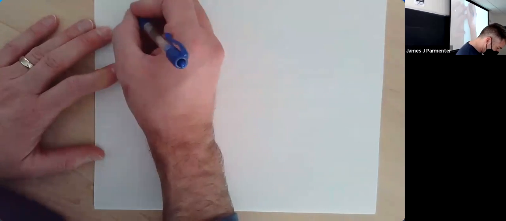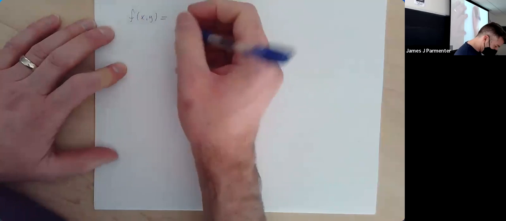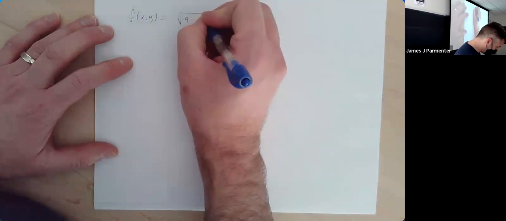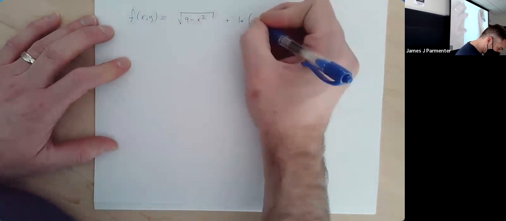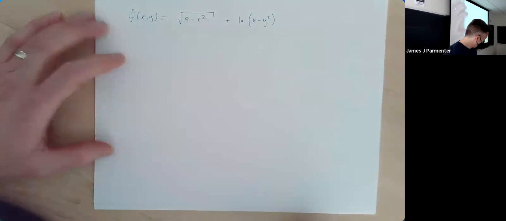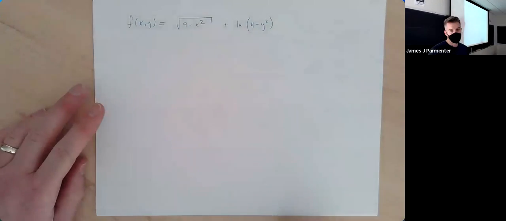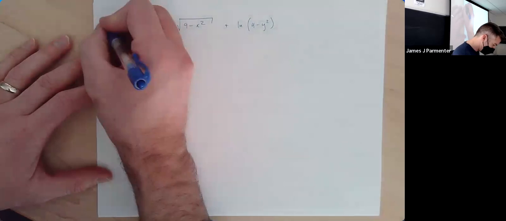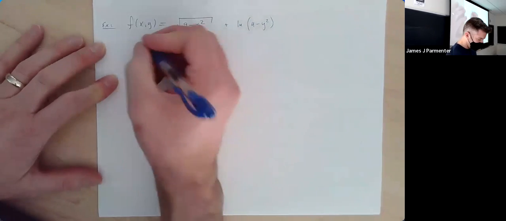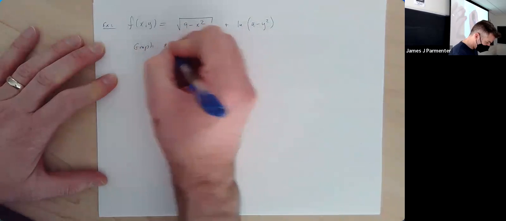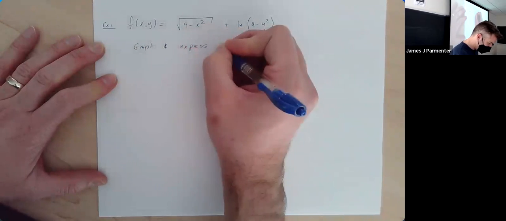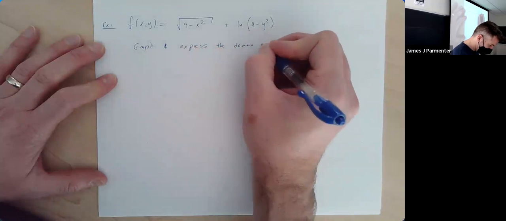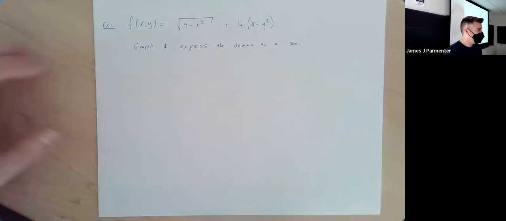Let's say we have f of x comma y equal to the square root of 9 minus x squared plus the natural log of 4 minus y squared. So again, we've got some usual suspects as far as domain goes. And we're going to both graph and express the domain as a set.